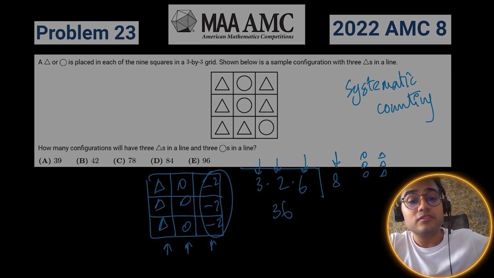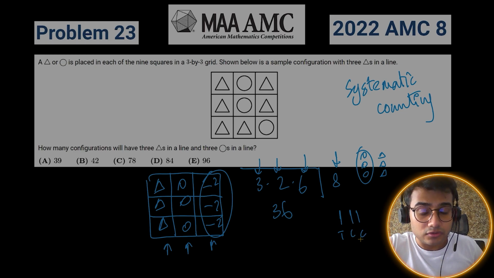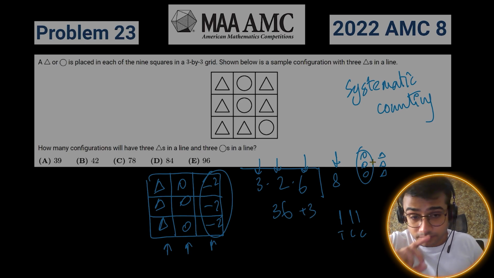Now let's consider the problematic scenarios in which we have a whole line of circles. In that case, we'll have a line of triangles and 2 lines of circles, which will have 3 possible ways to order, right? We'll have 3 possible ways to order this. So that would be plus 3.